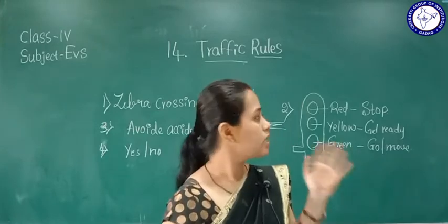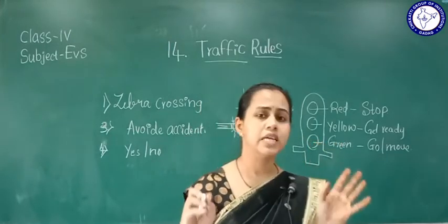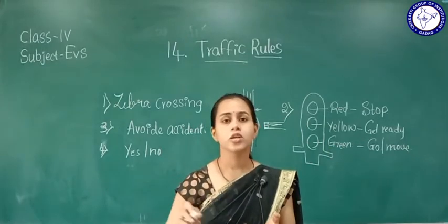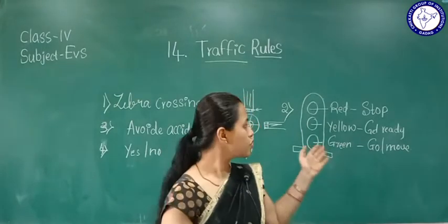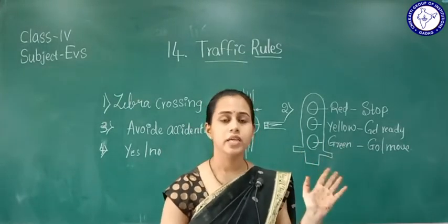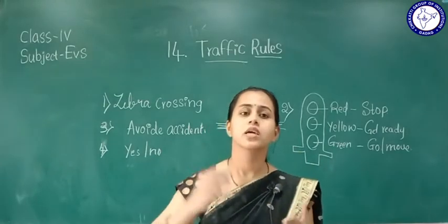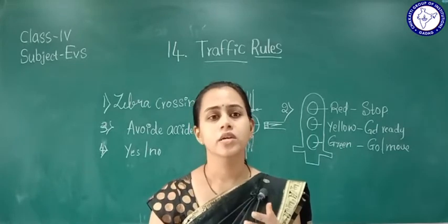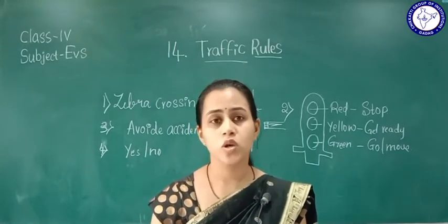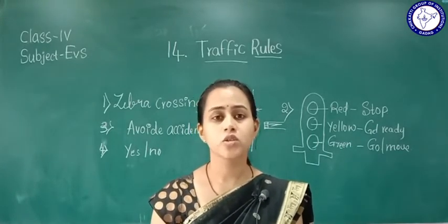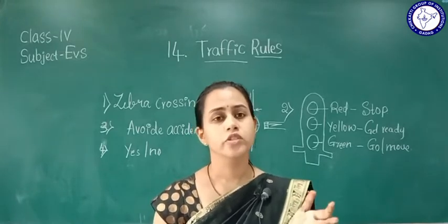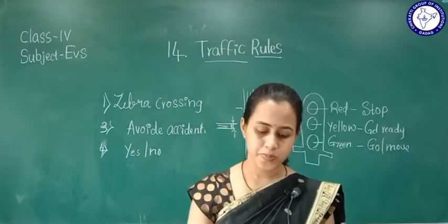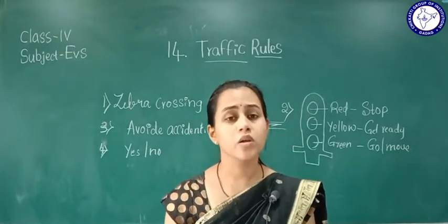If the signal is showing red, then also you are crossing. If they are showing green, green means the vehicles will come and move. That time if you cross the road, even that is not a good thing, right? So we should always follow the traffic lights and not run on the roads.